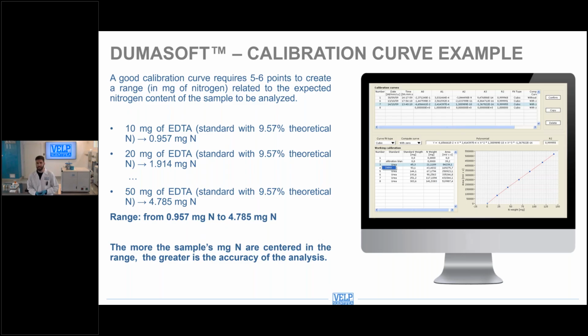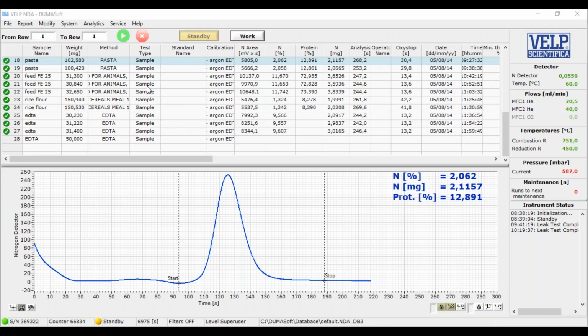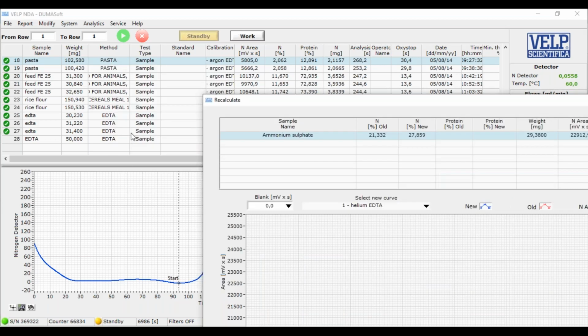Once you perform an analysis of an unknown sample and you find out that the calibration curve was not the correct one, there is the function recalculate. In this case, there's no need to perform the analysis of the sample again. On the DumaSoft, you can select the line of your interest, in this case pasta, select with the left key, then the right key of the mouse. There is the function recalculate.